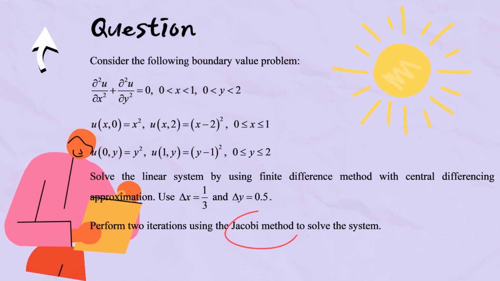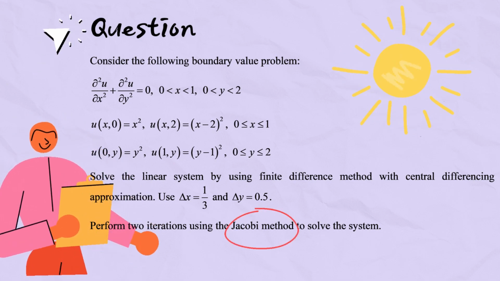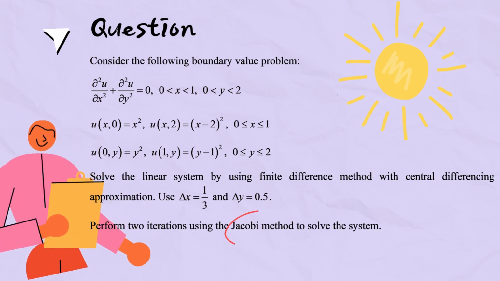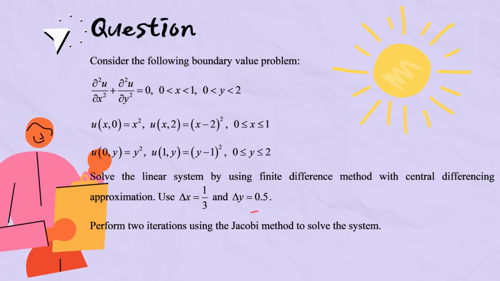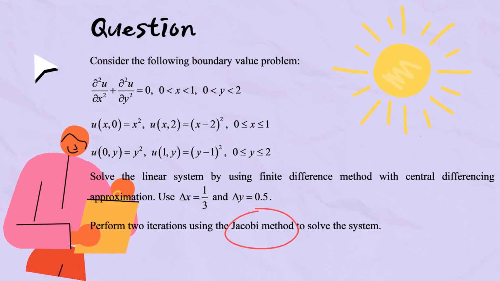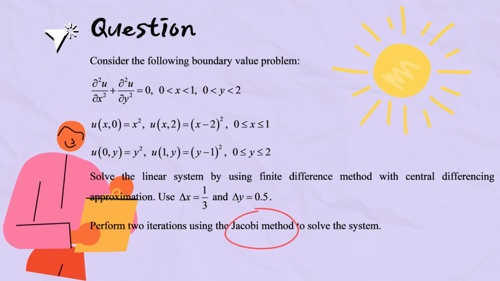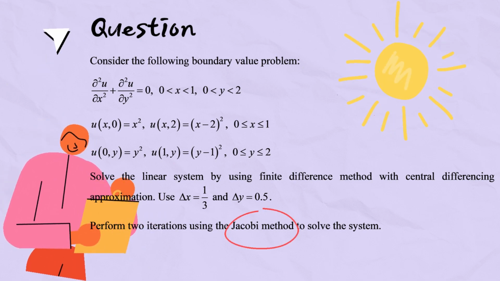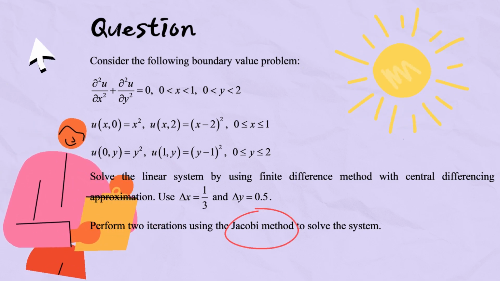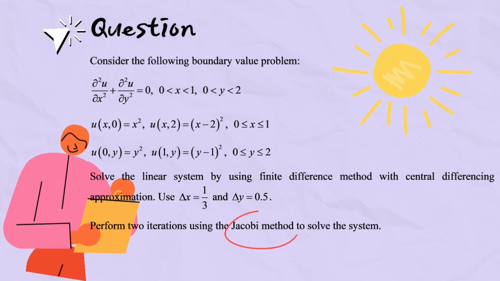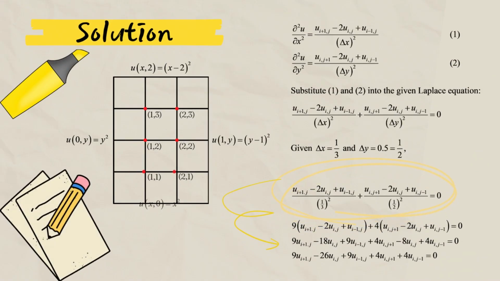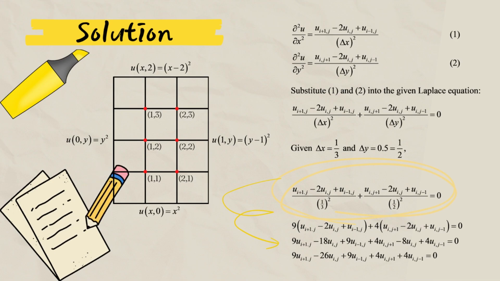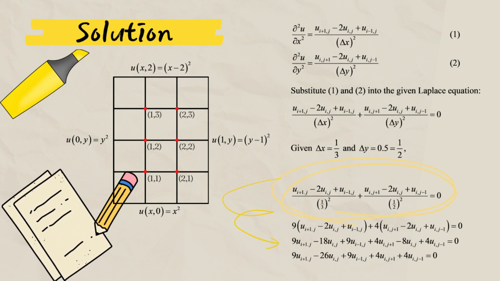We need to solve the linear system by using finite difference method with central differencing approximation. Note that it is given that delta x is 1/3 and delta y is 0.5. The question requires us to perform two iterations using the Jacobi method in order to solve the system. So now I will be explaining the solution to the past year question.